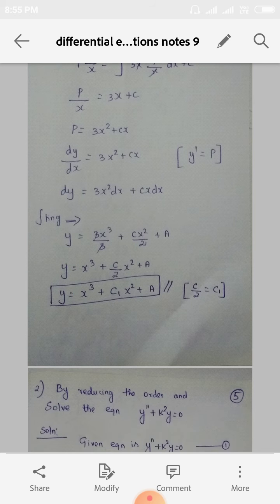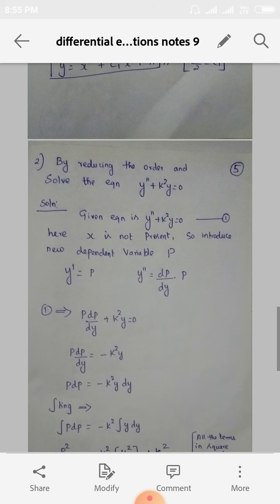Then y is equal to x cube plus, we have to interchange c by 2 as c1. Okay, so c1 x square plus a. This is the solution.